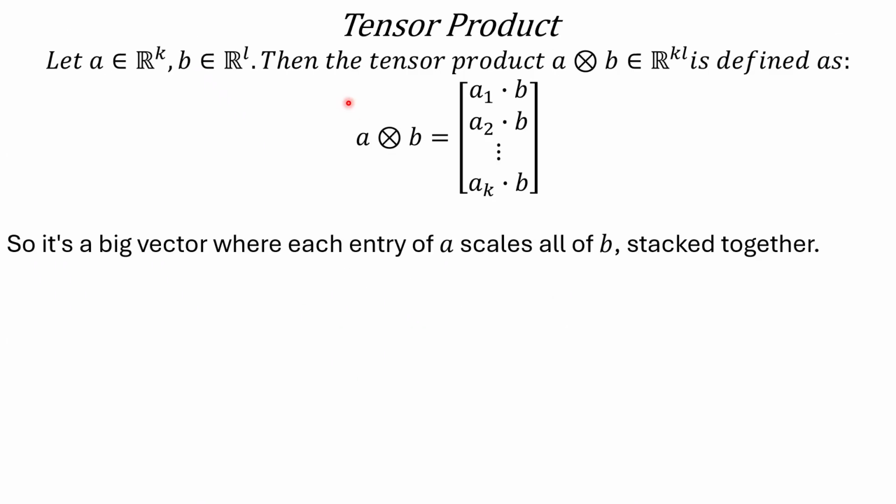Before we continue, we're going to mention the tensor product. Let A and B be two vectors, then the tensor product is defined as follows. We multiply each entry in the first vector by the second vector. So it's a big vector where each entry of A scales all of B, stacked together.